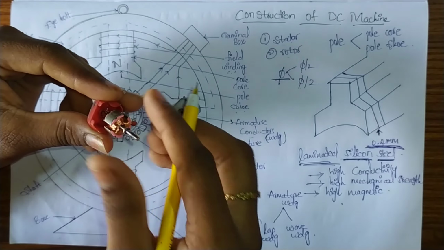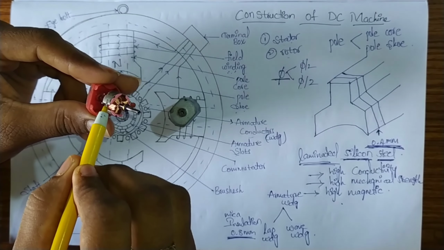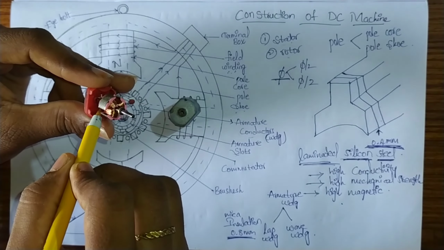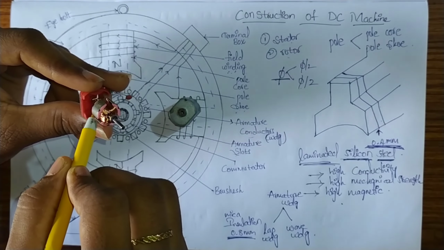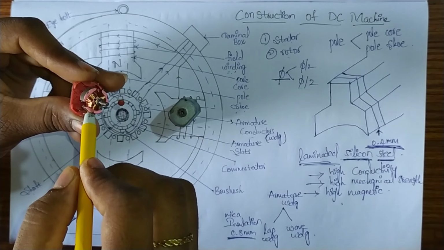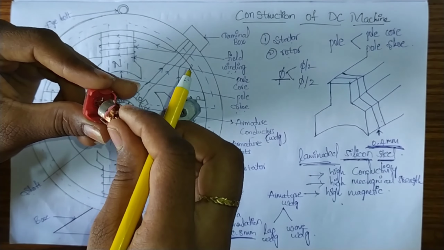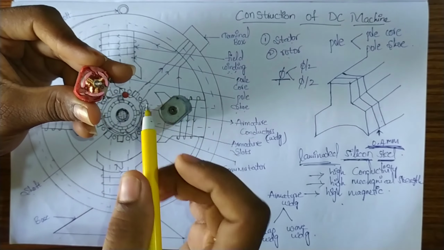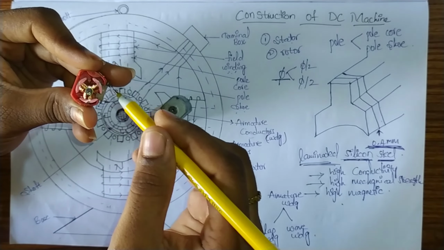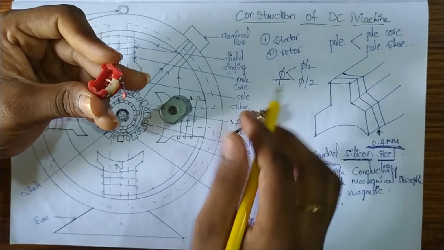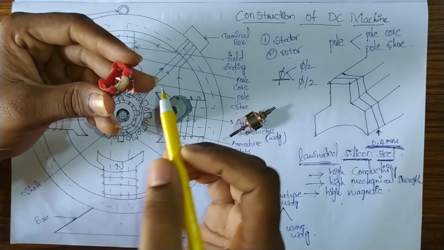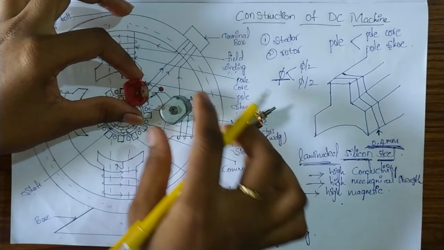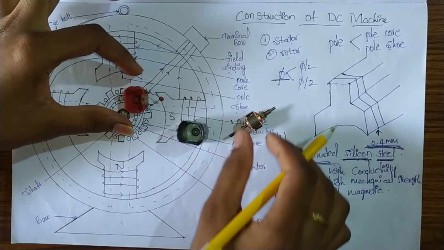Whatever voltage is produced here from the armature is collected by this commutator. This is a rotatable part, and like this it will be rotated. Under rotating conditions also, the brushes should collect the voltage to the outside terminals. These are the outside terminals you can observe, and a capacitor is connected here to improve the power factor. So this is the construction of the DC machine.